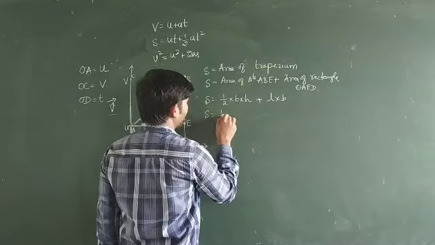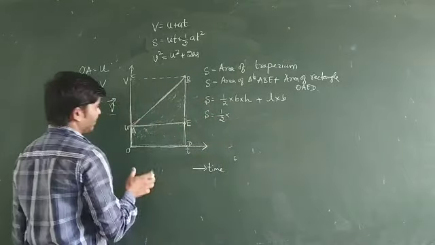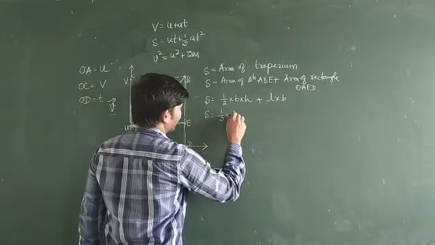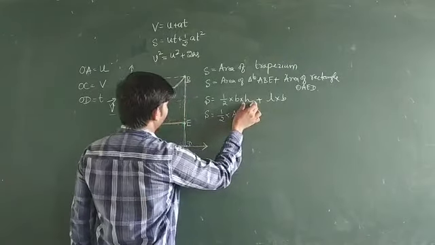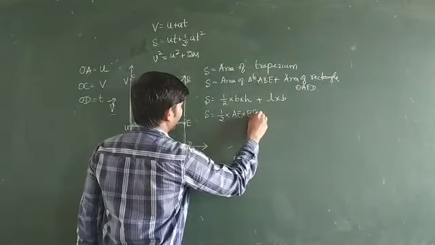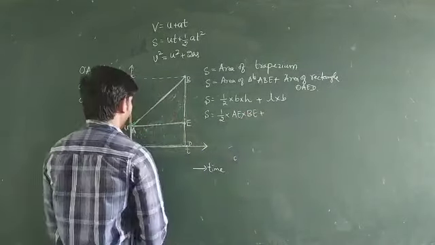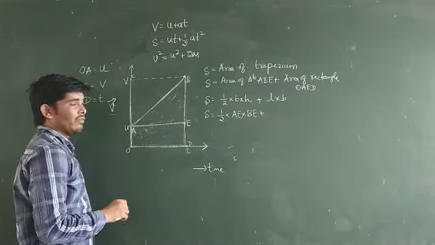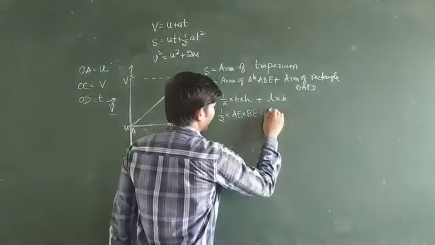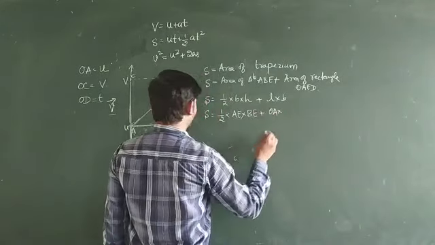So S is equal to half into base. In the triangle, which is the base? The side AE, into H. What is the height here? The height is represented by side BE, plus, in the rectangle, the area is length into breadth. So length is equal to OA and breadth is equal to OD.